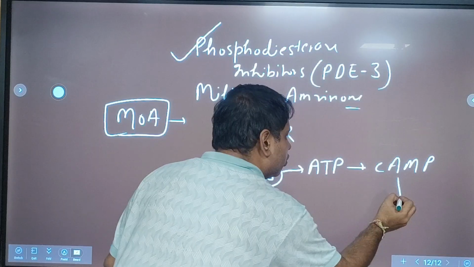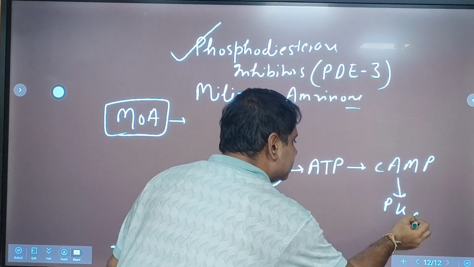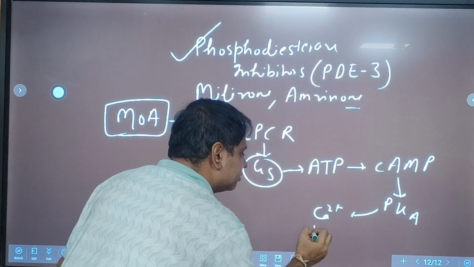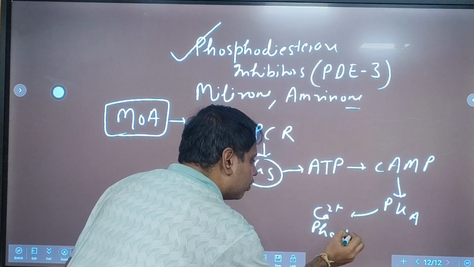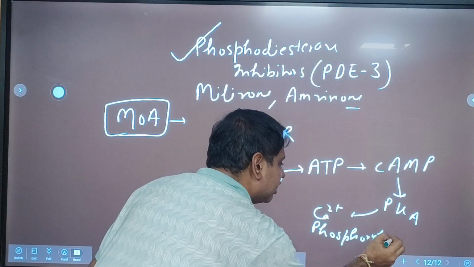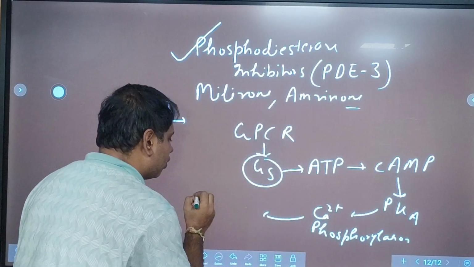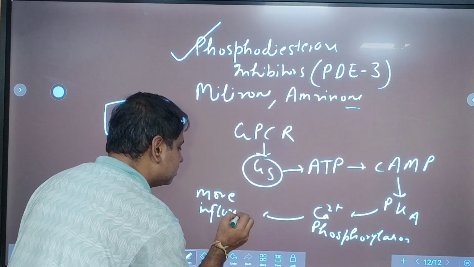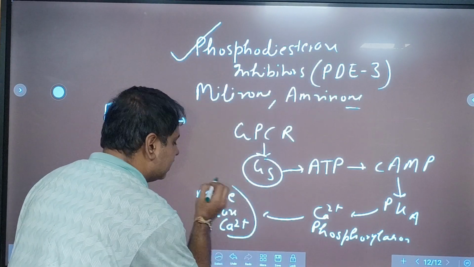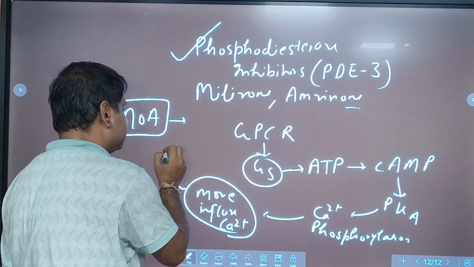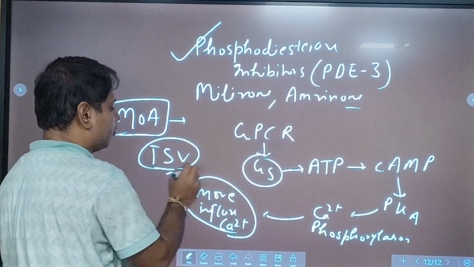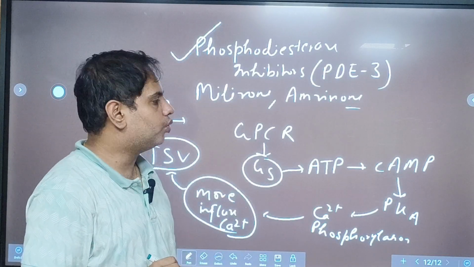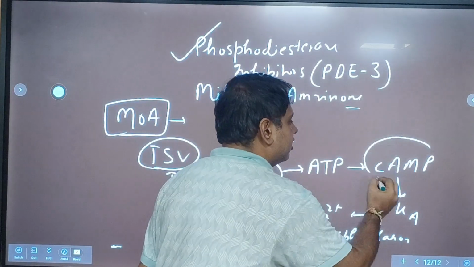cAMP is going to activate protein kinases, which will phosphorylate your calcium channels. Phosphorylation of calcium channels will result in more influx of calcium ions, and more influx of calcium ions will result in an increase in stroke volume, meaning an increase in the force of contraction of the ventricle. Now here there is an enzyme which does the breakdown of cAMP.